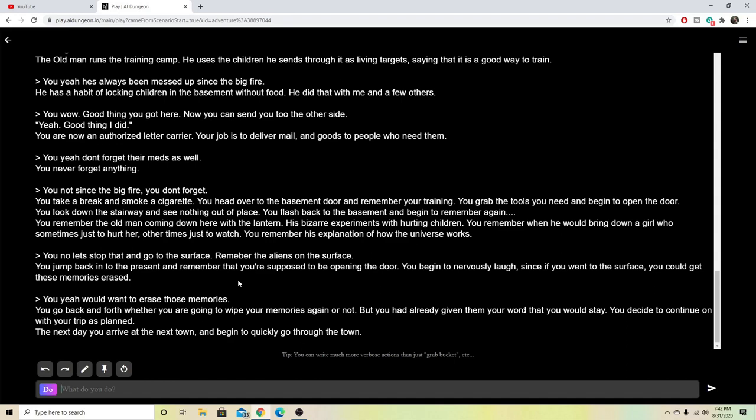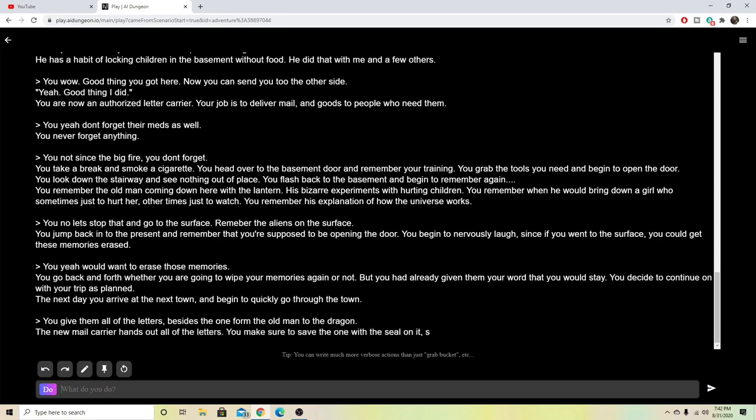Okay, I'm at the next town. I give them all of the letters besides the one from the old man to the dragon. Yep, we're doing it. We're going dragon. There's a dragon in here. Like Project Zomboid.